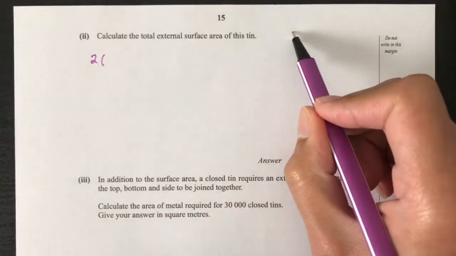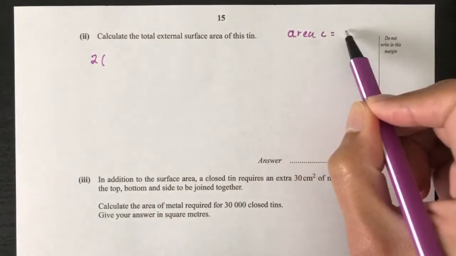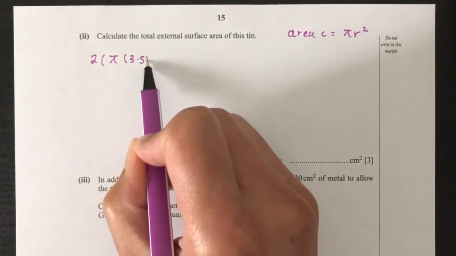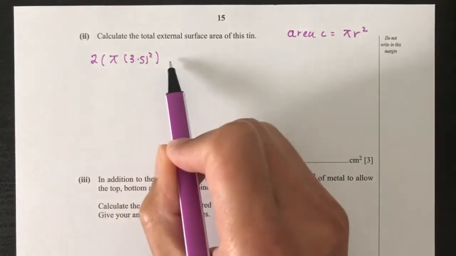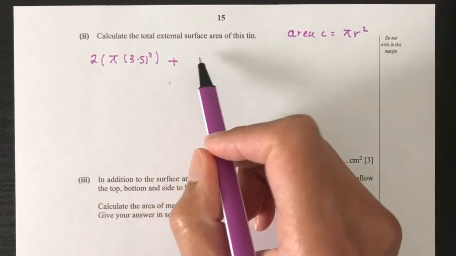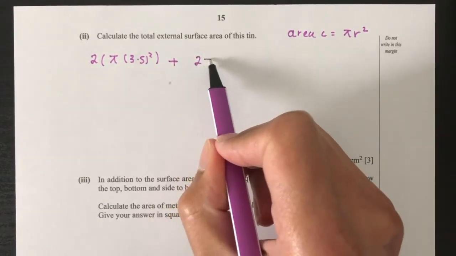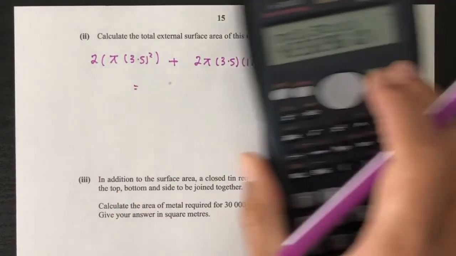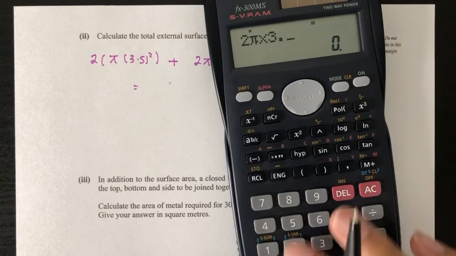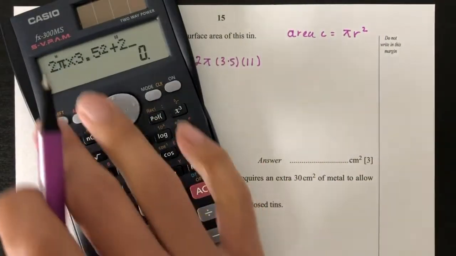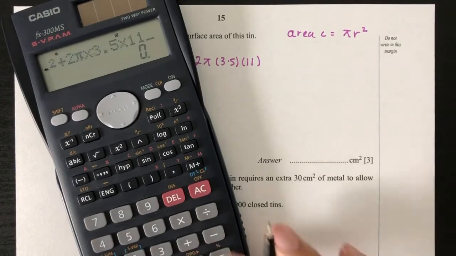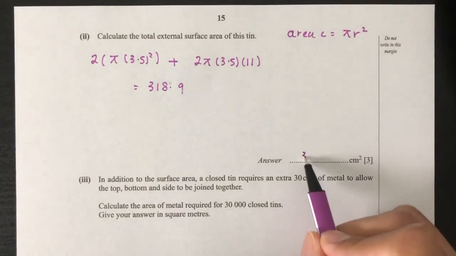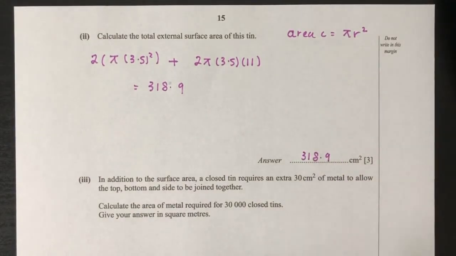So area of circle, so let's write this down. Area of circle is equal to pi r square. So 2 times pi r square, which is 3.5 square. That is top and bottom, and plus the area of the curved surface area, that will be equal to 2 pi r, which is 3.5, times h for the height. So let's solve. 2 pi times 3.5 square plus 2 pi times 3.5 times 11. That will be 318.9. That will be the total surface area of that tin.